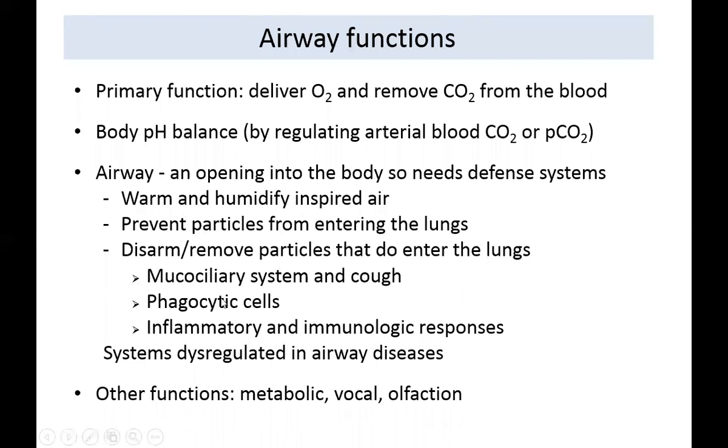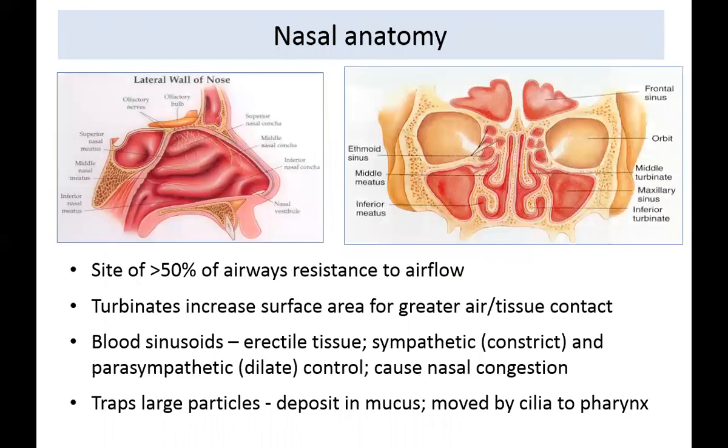And these systems help prevent diseases, but they can also become dysfunctional and play into the disease that we'll talk about as well. Other things that we're not really going to talk about, the airways have metabolic functions, olfaction, and also vocal. We're not going to talk about the larynx and the nasopharynx, but we will talk about the nose, because hopefully, when we talk about asthma, we can tie in allergic rhinitis as well. So the nose is central to allergic rhinitis.